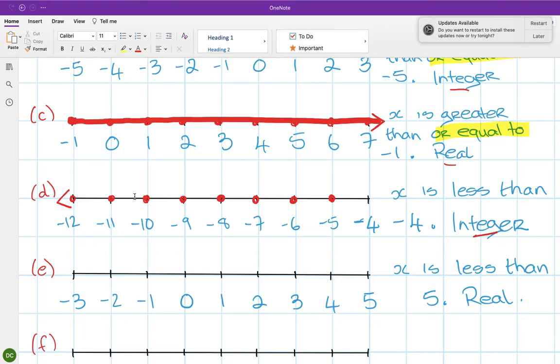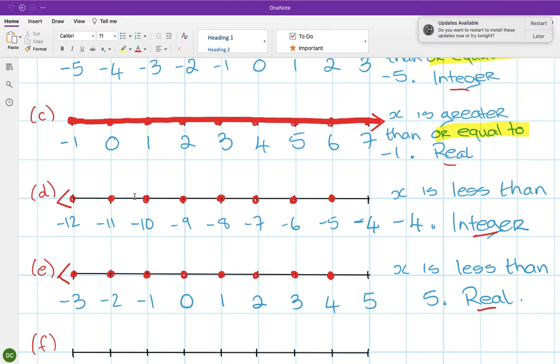-3. Same as in D, there's no or equal to. So I'm not going to put a dot on 5. I'm going to put my first dot on 4, and then 3, 2, 1, 0, -1, -2, -3, and it can go on. So I put my arrow down. So do I shade? It's real, and real includes everything. So yes, I am going to shade.